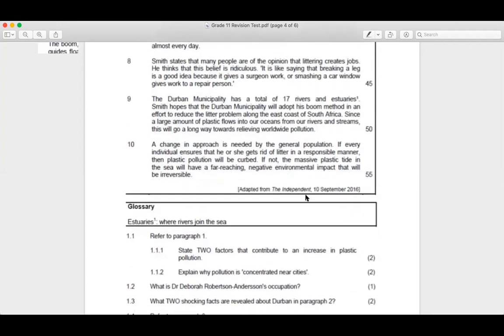A change in approach is needed by the general population. If every individual ensures that he or she gets rid of litter in a responsible manner, then plastic pollution will be curbed. If not, the massive plastic tide in the sea will be a far-reaching negative environmental impact that will be irreversible. This extract was adapted from The Independent, the newspaper, on September 10th, 2016.